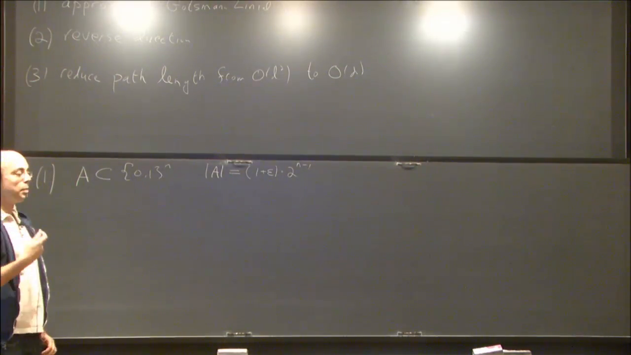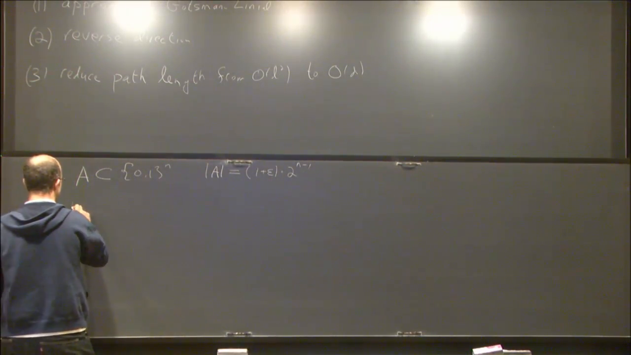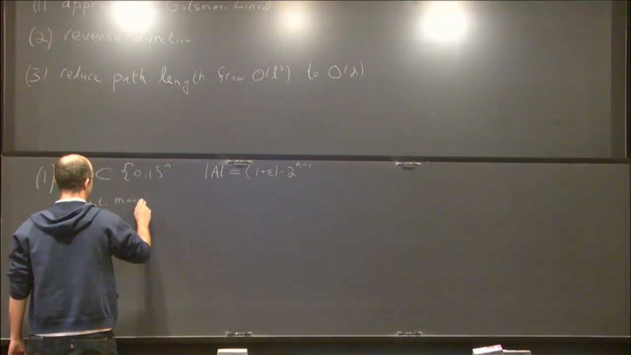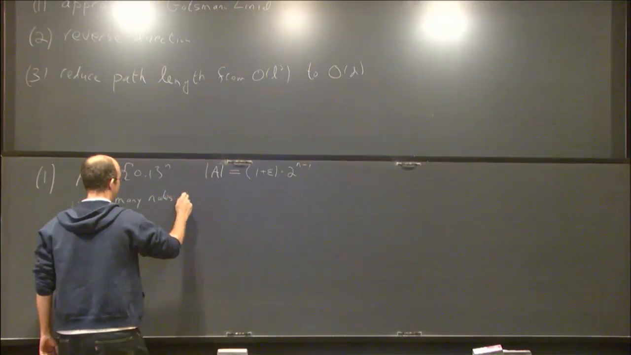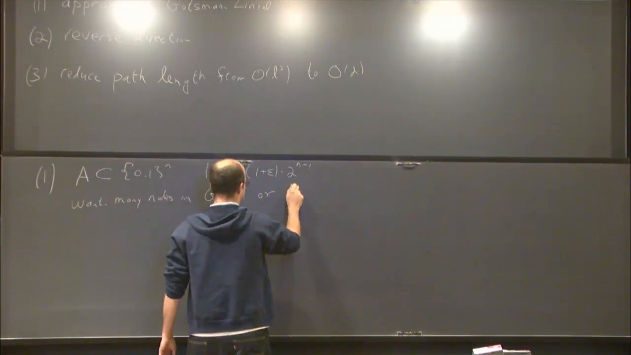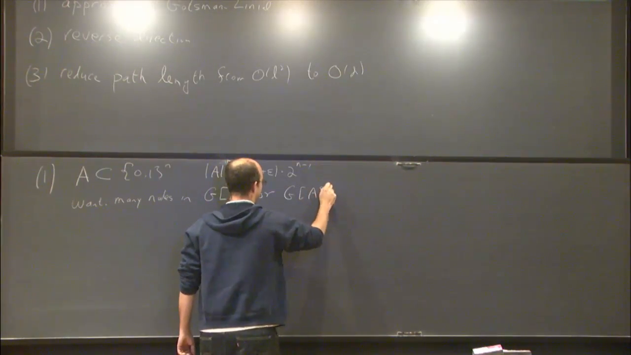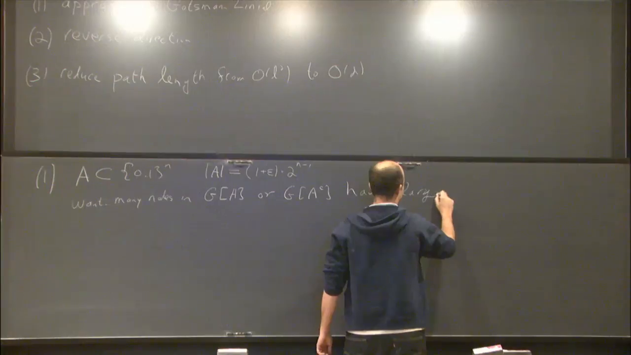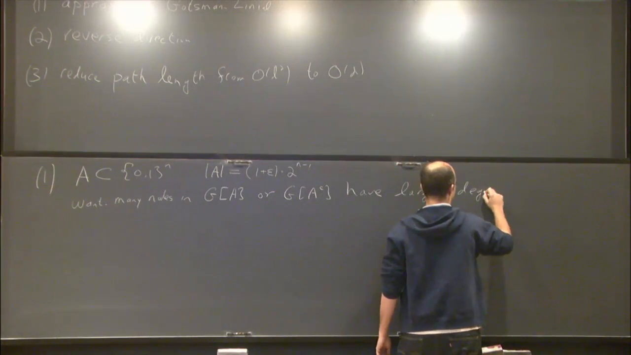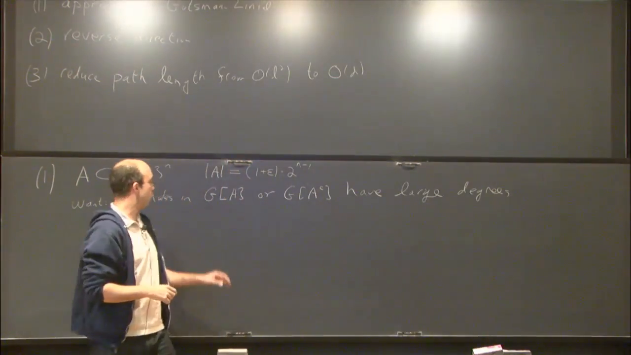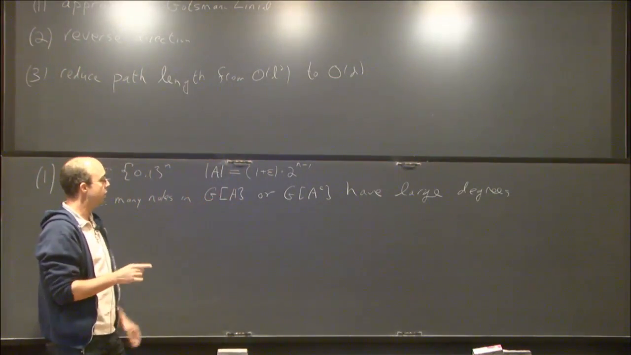And we want to show that a typical node, so what we want is to show that many nodes in the induced graph on A or the induced graph on its complement have large degrees. And somehow this complement is just an annoying factor. I really want to show it here, but the proof gives us here or there. And you'll see why in a second.